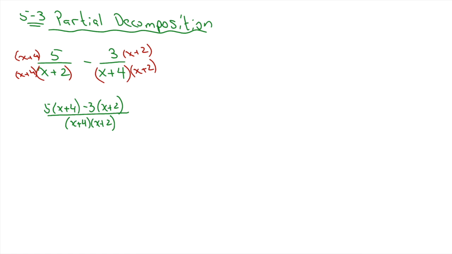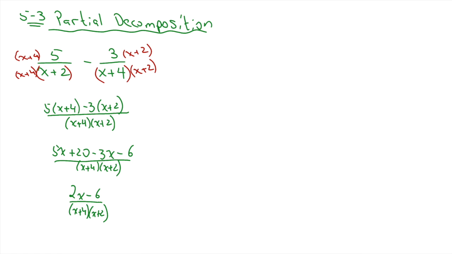5x plus 20 minus. How do you want it? Oh, either way. Step by step. 5x plus 20 minus 3x minus 6, all over x plus 4, x plus 2, or x plus 2, x plus 4. Doesn't matter what order it goes in. And then finally we get down to 2x minus 6 over x plus 4, x plus 2 as our final answer. All right, so that's the old thing, the thing we've done before.